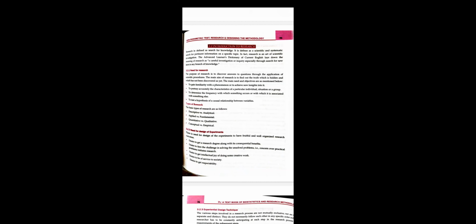Using knowledge and techniques, we can develop new products in various fields. For example, we find new vaccination techniques for corona, and various companies provide various types of vaccines. That is also research. Research is the scientific and systematic search for patent information on a specific topic.